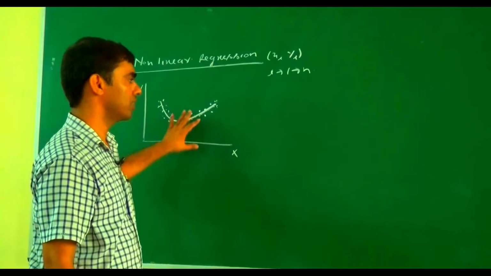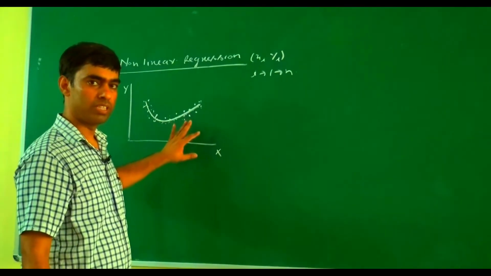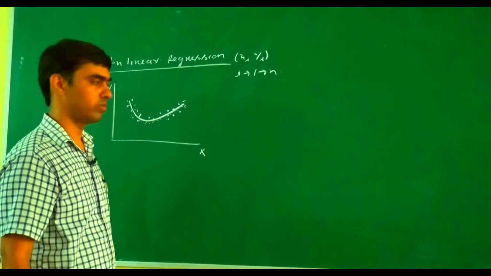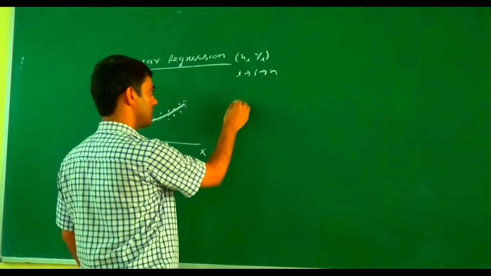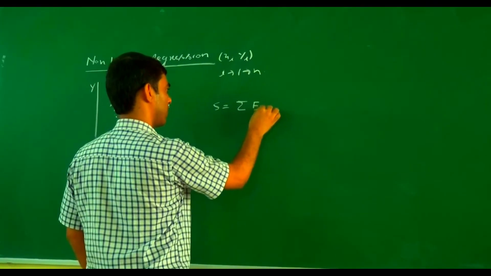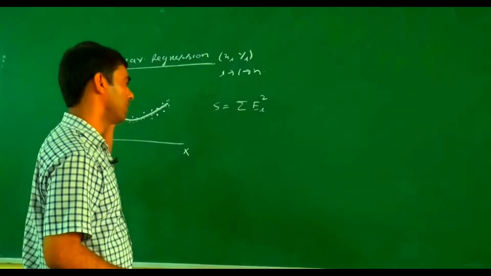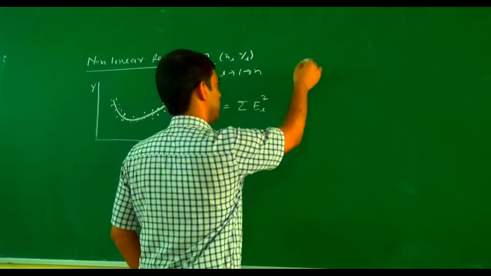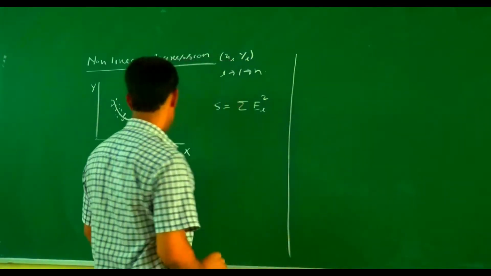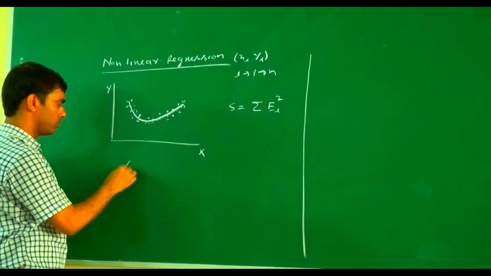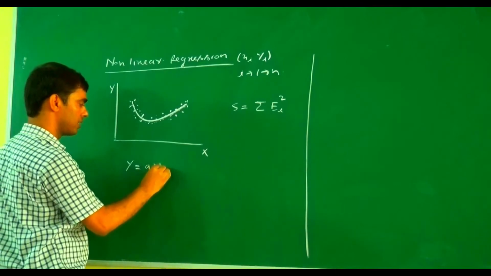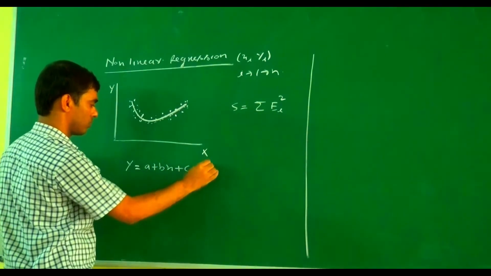Here I am not going to describe what the principle of least squares is. Directly we use the principle of least squares to find the normal equations. So what is the value of S? S is the summation of ei square. Here we are going to describe three types of equations. First, we are going to find nonlinear regression in the form of a plus bx plus cx square.